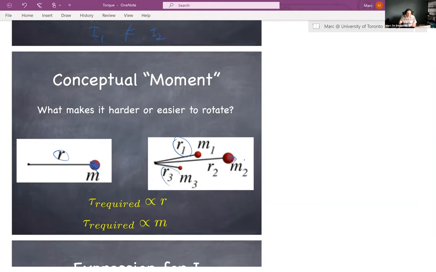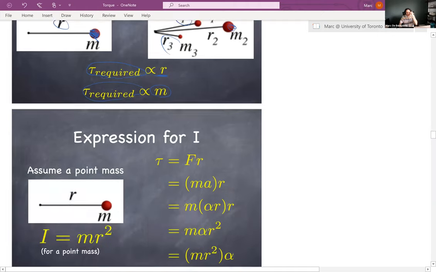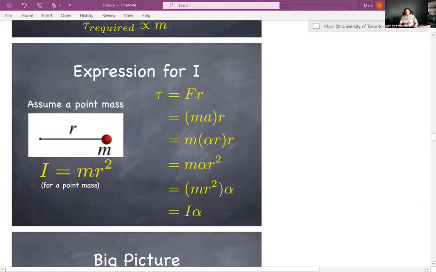So we've got two different relationships here. We know that the torque required to get something rotating is a function of radius. The farther away it is, the harder it is to rotate. We also know the torque required is going to be a function of M. The heavier it is, the harder it is going to be to rotate. The question though is, what is the exact relationship? Is it just M times R? Is it M divided by R? Is it MR squared? Is it RM squared? What's the exact relationship?